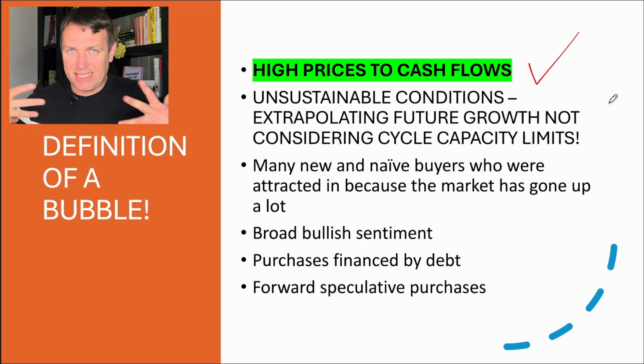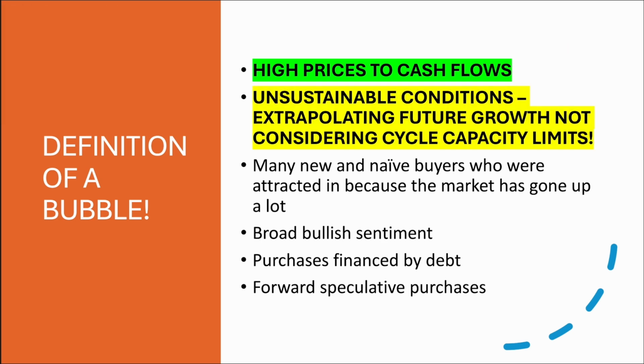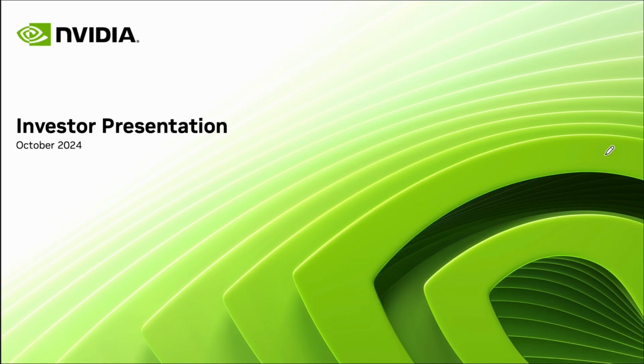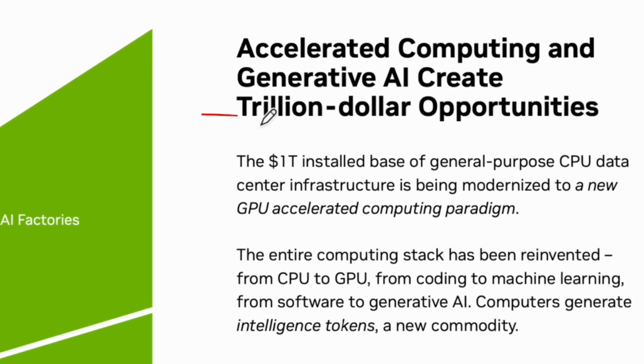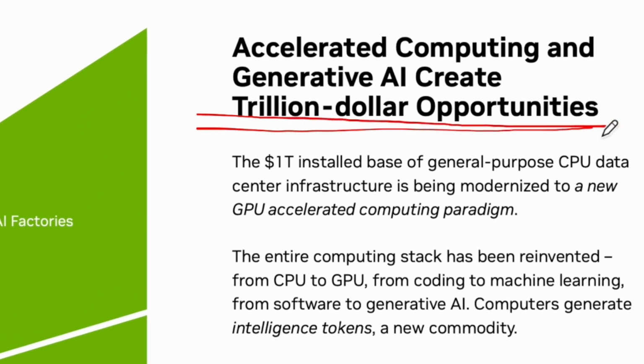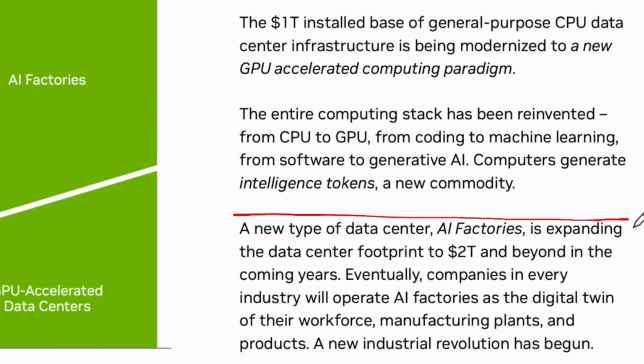Of course, we can discuss the growth and everything in the future, but that leads us to the second bubble component. We have to check unsustainable conditions, extrapolating future growth, not considering cycle capacity limits. And then I go to Nvidia's investor presentation, the last one uploaded, and their slide number 6 is already about trillion-dollar opportunities. Everything will be AI and a new type of data center, AI factories, expanding the data center footprint to 2 trillion and beyond in the coming years.